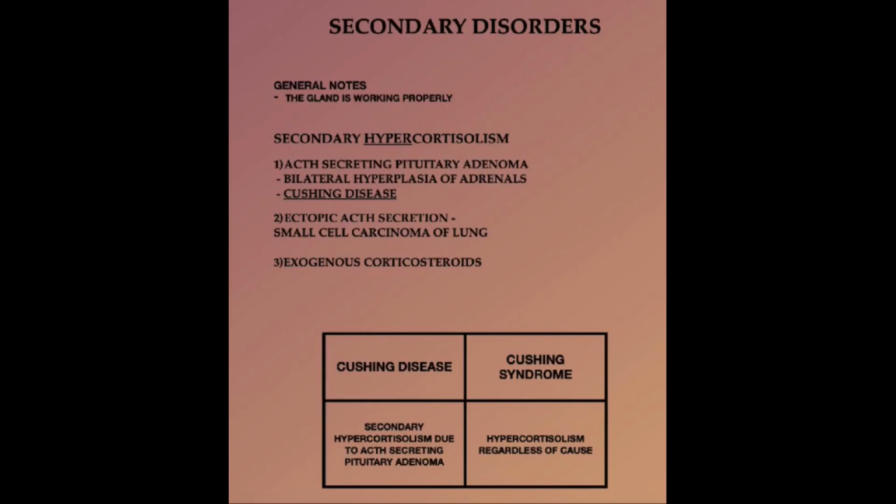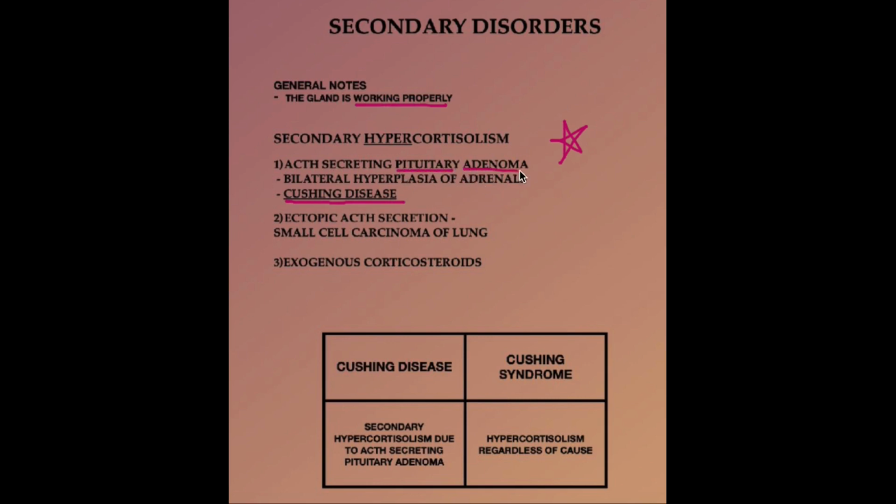Now let's talk about secondary disorders. This means that the gland itself is working properly. There's a secondary problem at hand. Secondary hypercortisolism. Now, there are three main causes for this, and each of them are very important and frequently tested on exams. Number 1, Cushing disease. This is an ACTH secreting pituitary adenoma and leads to the bilateral hyperplasia of adrenals.